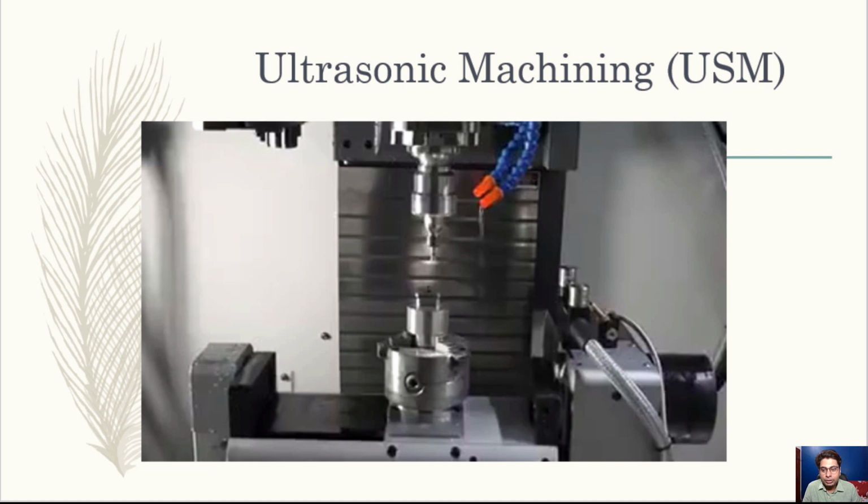Now coming to the last process in this lecture 3, the ultrasonic machining process. Ultrasonic machining is a non-traditional process in which abrasives contained in a slurry are driven against the work by a tool oscillating at low amplitude, around 25 to 100 microns, and high frequency, about 15 to 30 kilohertz.